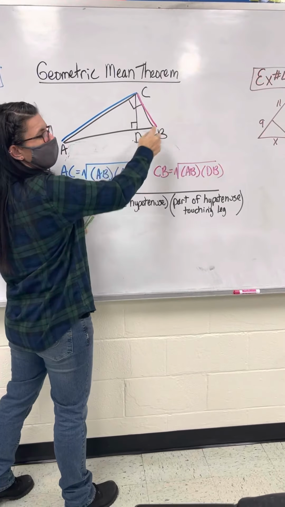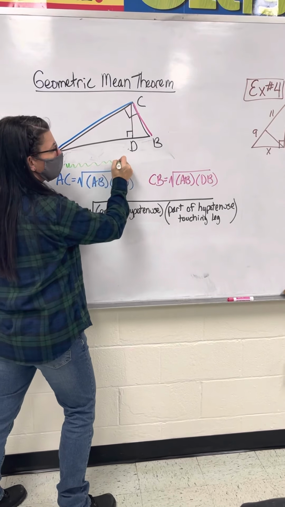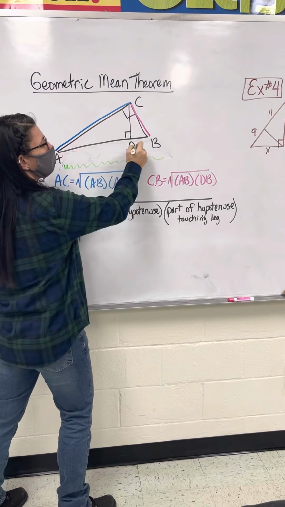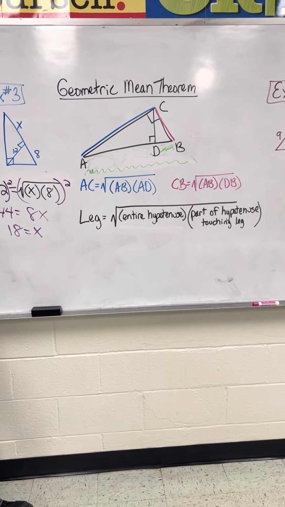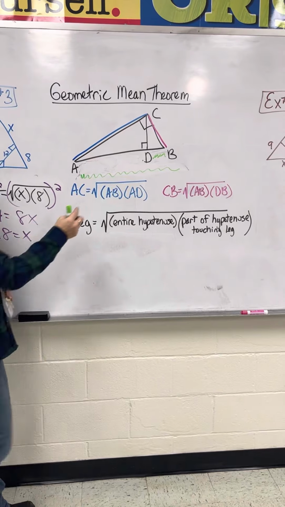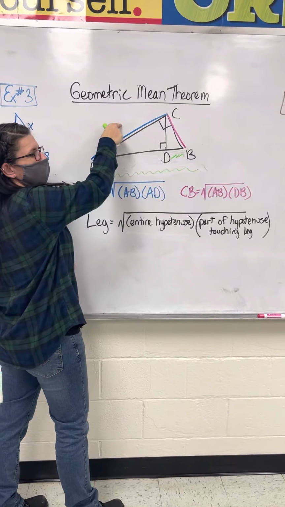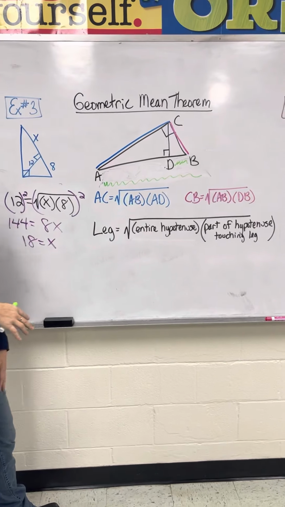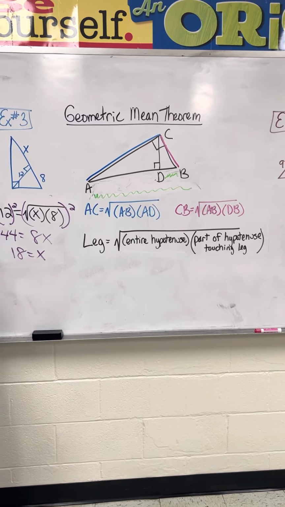This short leg is the geometric mean of the entire hypotenuse and the part of the hypotenuse touching that leg. Do you guys see both scenarios? So this is the part that's touching this leg. This is the part that's touching this leg. They're similar scenarios, but you have to pick the correct part. Okay, let's look at an example.